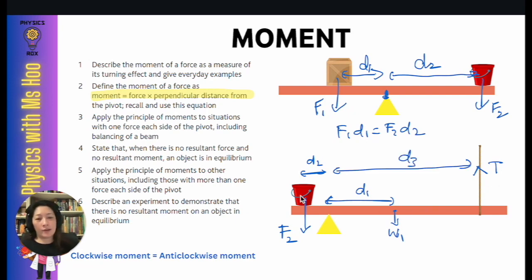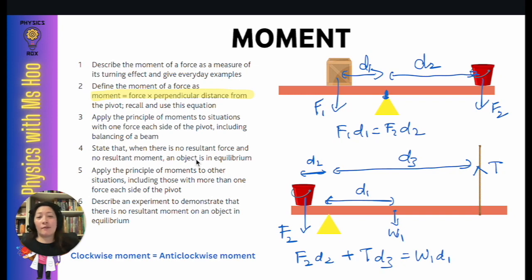So you have here an anti-clockwise moment, a clockwise moment, an anti-clockwise moment. That means that you have F2 times D2 plus the tension times D3, because anti-clockwise moment plus anti-clockwise moment equals the clockwise moment. So that's how you would solve this kind of question with multiple moments. Alright, so let's move on now.